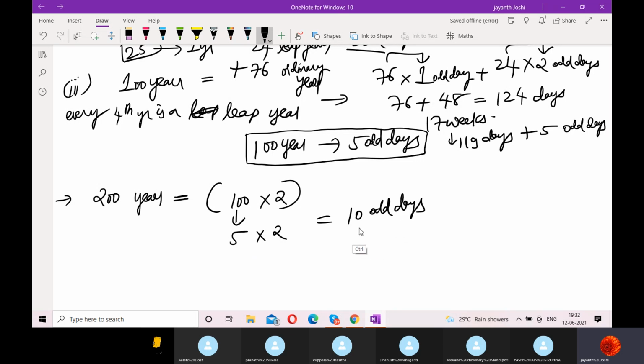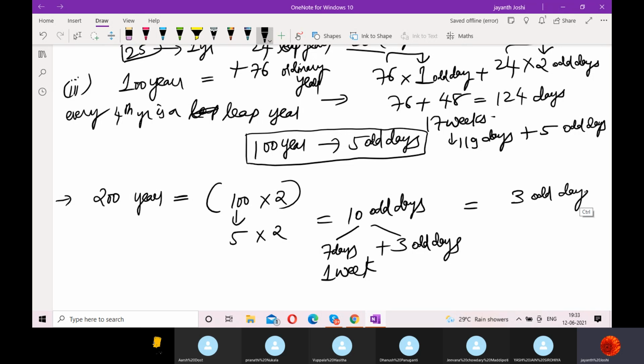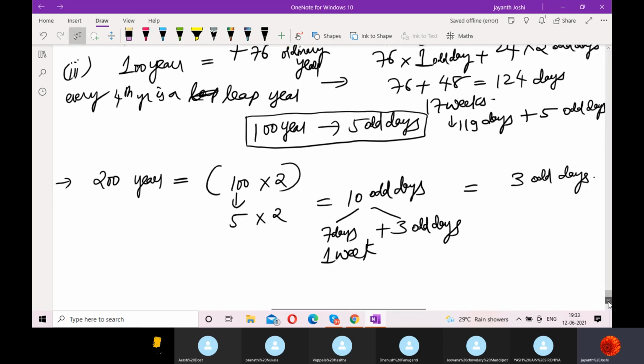But you know, if I have to divide 10 odd days, 7 days make one complete week. So beyond a week, how many days are left over? 3. So 3 odd days. So 200 years has 3 odd days. All of you write it down. Let's also go for 300, 400.